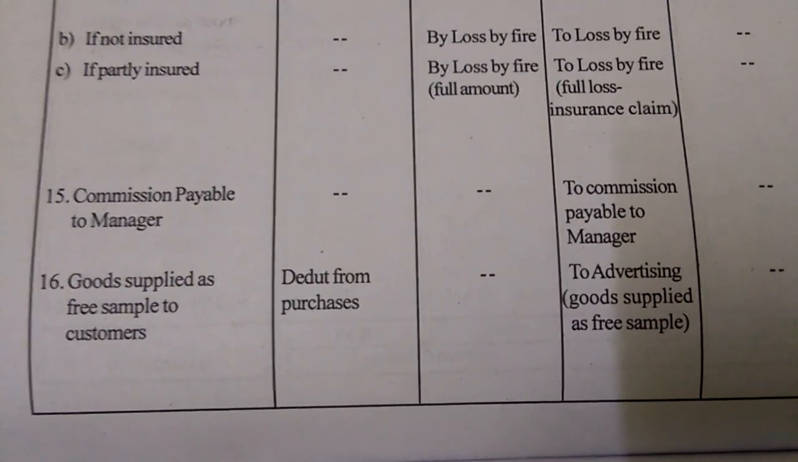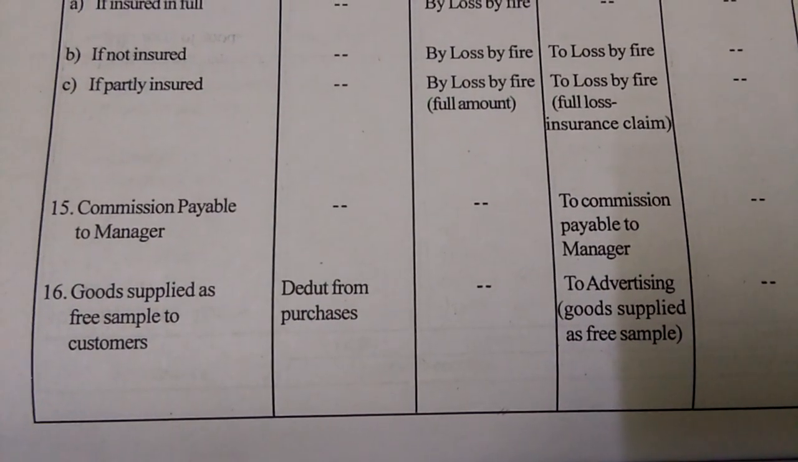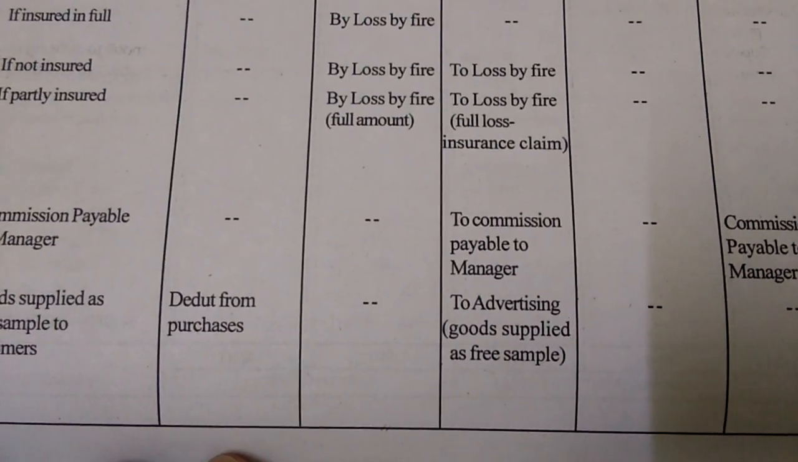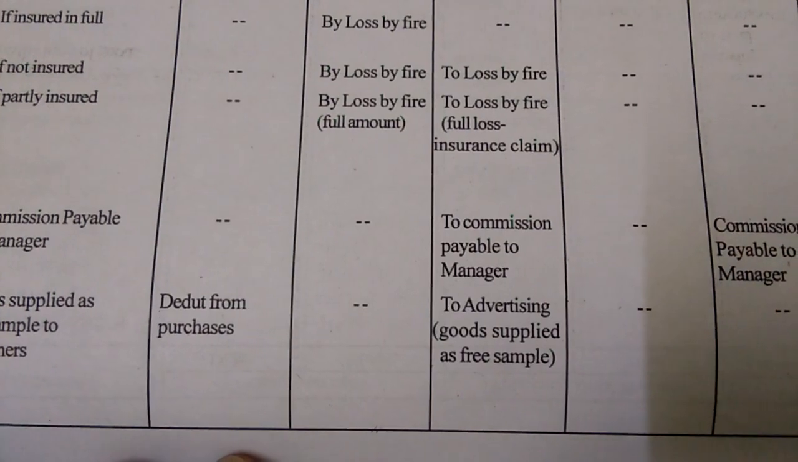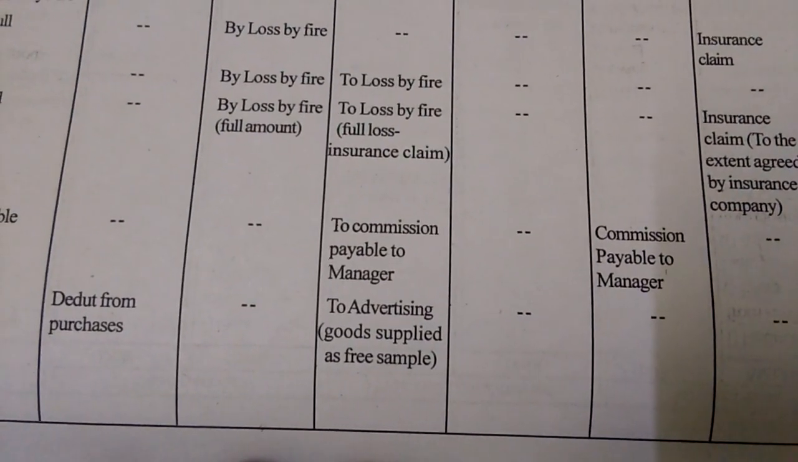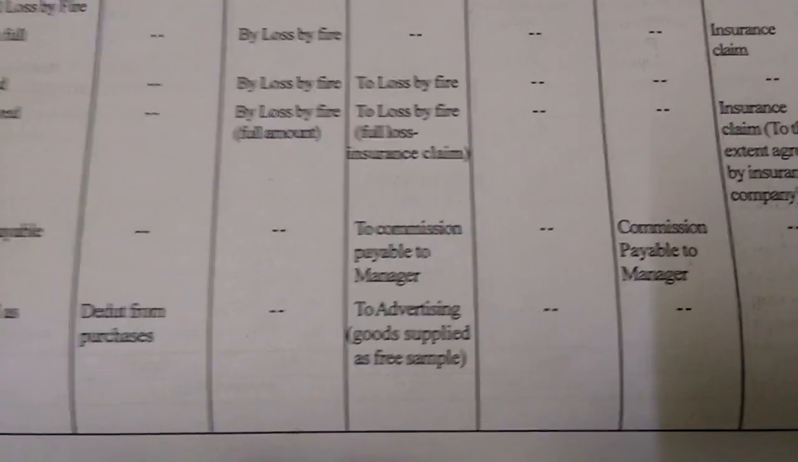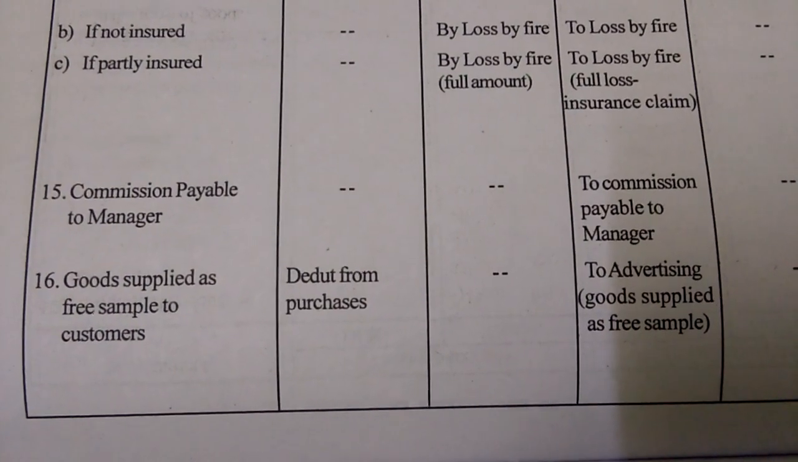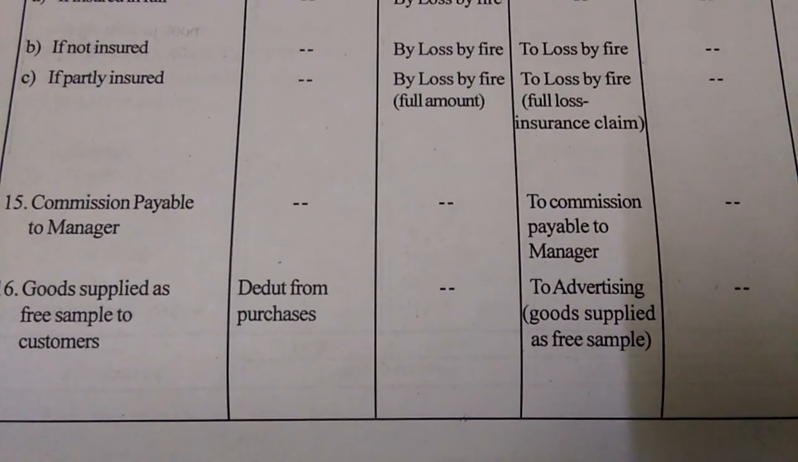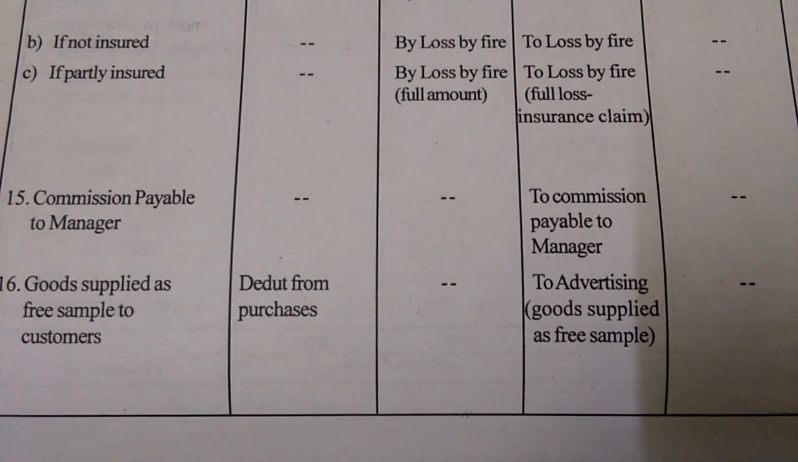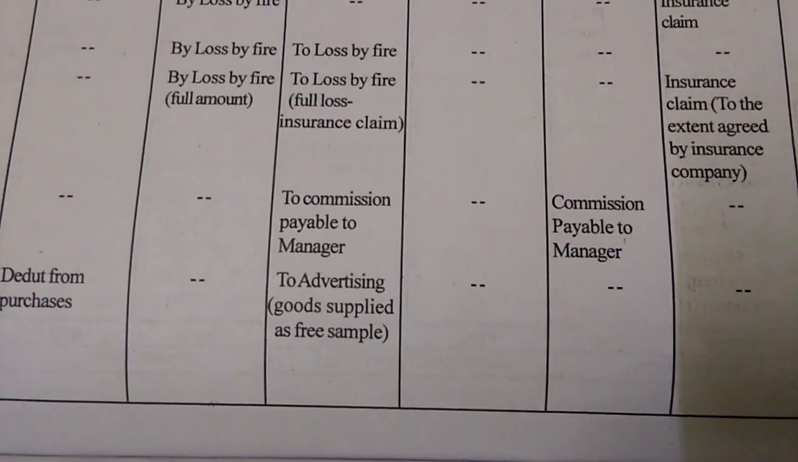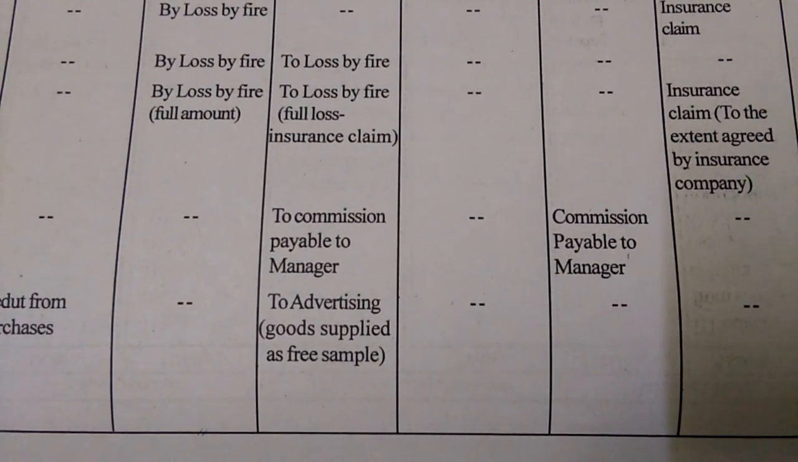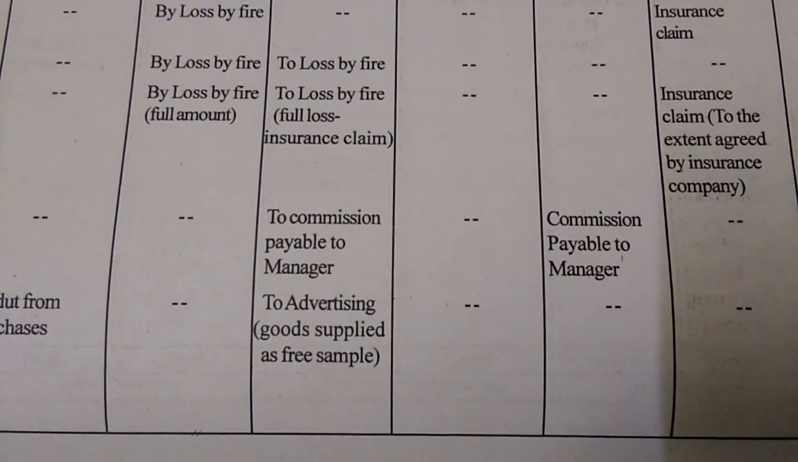Next 15th one, commission payable to manager, that is shown in the debit side of profit and loss account and liability side of the balance sheet. 16th one, goods supplied as free sample to customers, deducted from the purchases in the debit side of the trading account. And next, in the profit and loss account, debit the advertising goods supplied as free sample.